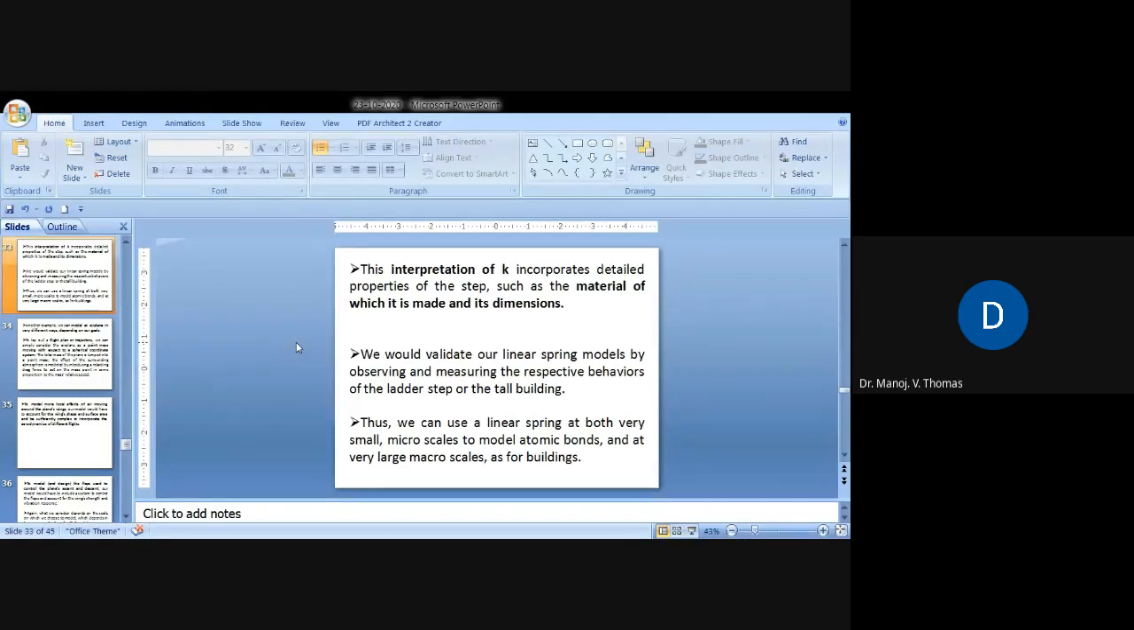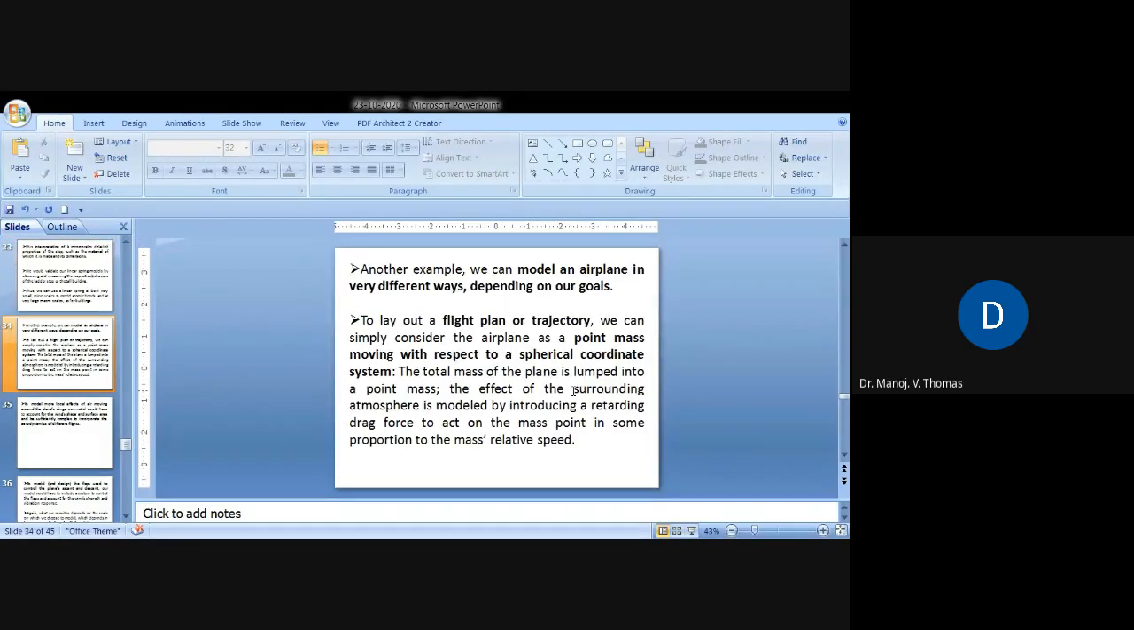So we would validate our linear spring models by observing and measuring the respective behaviors of the ladder step or the tall building. So validation is required in mathematical modeling. It is not that we simply propose a mathematical model and blindly believe it, but we need to prove it, validate it, verify it. So thus we can use the linear spring. What is the meaning? Thus we can use the linear spring at both very small micro scales to model atomic bonds, and at very large macro scales for buildings.